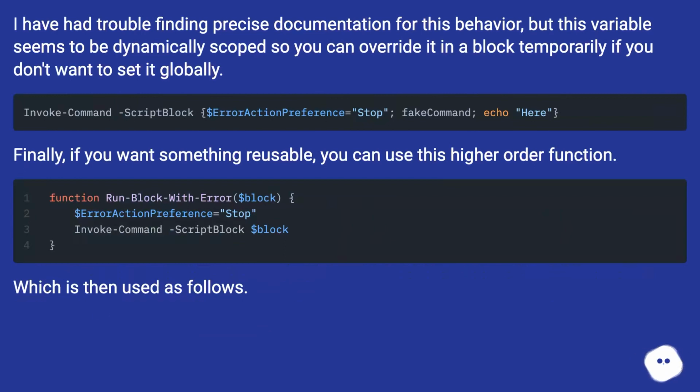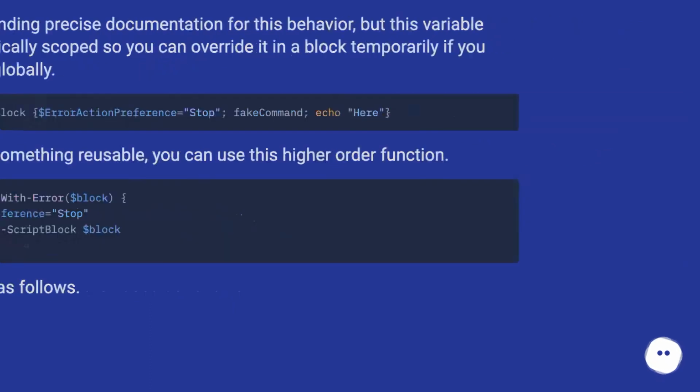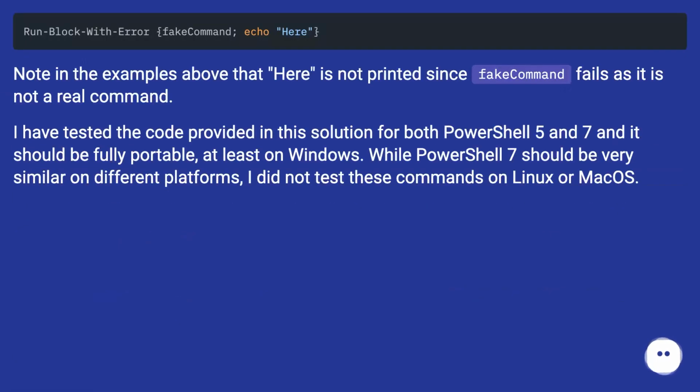I have had trouble finding precise documentation for this behavior, but this variable seems to be dynamically scoped, so you can override it in a block temporarily if you don't want to set it globally. Finally, if you want something reusable, you can use this higher order function, which is then used as follows. Note in the examples above that the following text is not printed since fake command fails as it is not a real command. I have tested the code provided in this solution for both PowerShell 5 and 7 and it should be fully portable, at least on Windows. While PowerShell 7 should be very similar on different platforms, I did not test these commands on Linux or Mac OS.